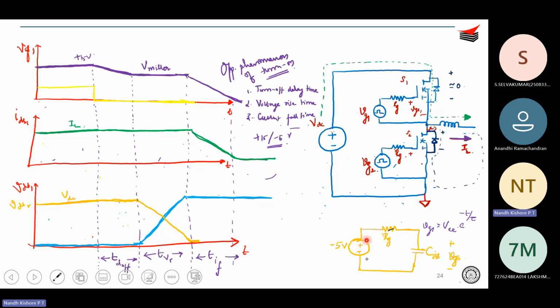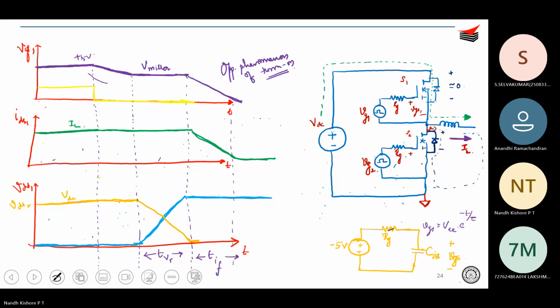If you have made it -5, you want to discharge the capacitor CISS. It's an RC circuit. For an RC circuit where you want to discharge, the dynamic is V e power minus t by tau. You should see a dynamic something like this. But we will assume that this fall is linear for our modeling purposes. So your gate voltage starts to fall.